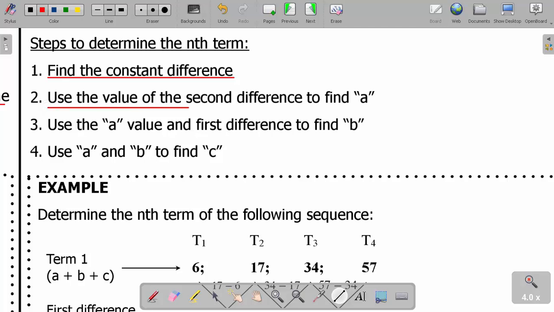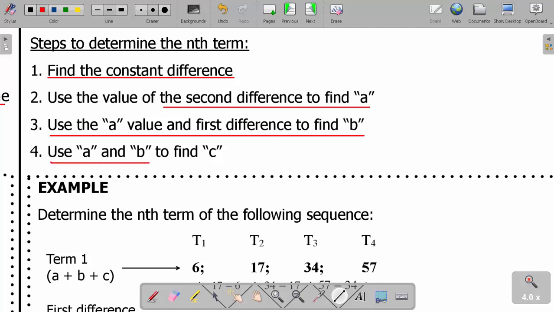Use the value of the second difference to find a, in that order. After getting your a, use the a value and the first difference to find b. Did you hear that? Use the a value and the first difference to find b. After getting b, to find your c, use a and b to find c.